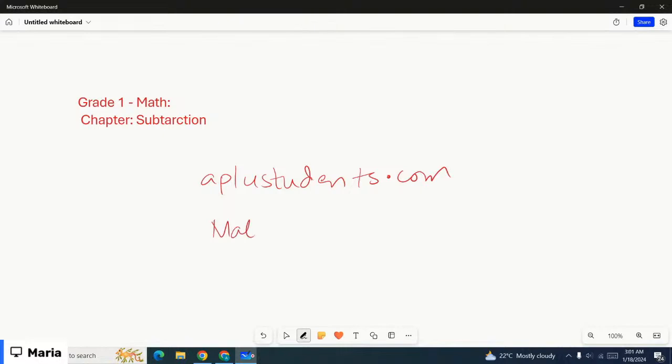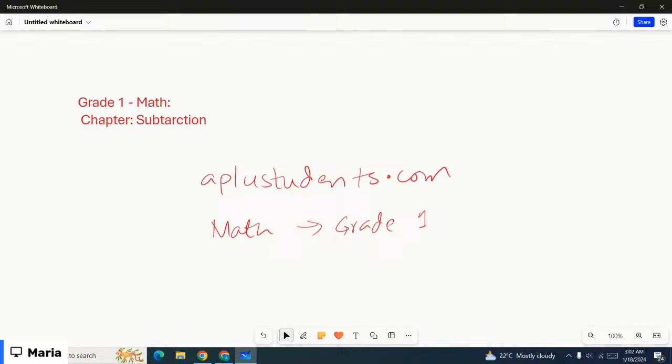Scroll down to grade 1 and then click on view all lessons. There you can find a list of the chapters. We're going to start with the chapter subtraction. We are already working on the chapter. That's a chapter we started in the last session. Today we're going to continue the same lesson, right?